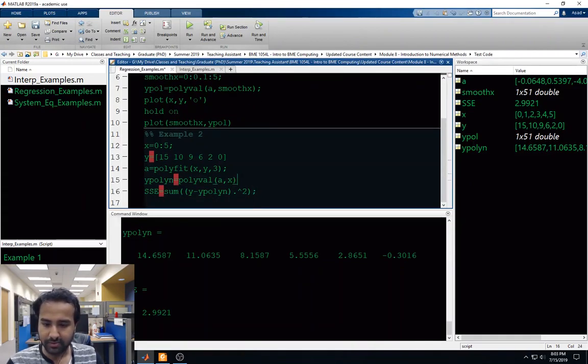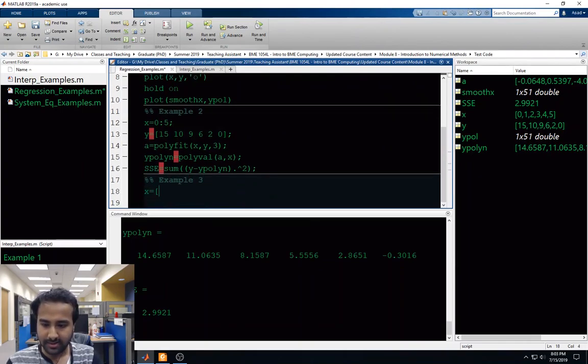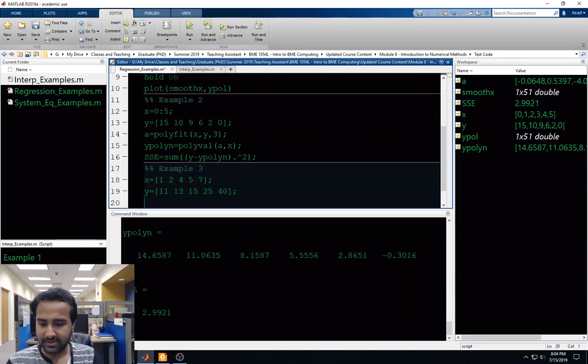So I'm going to put back the semicolons here. Example 3. And then it looks like x is 1, 2, 4, 5, and 7. And then y is 11, 13, 15, 25, and 40. Awesome. Alright, so first let's take a look at what this data set looks like.